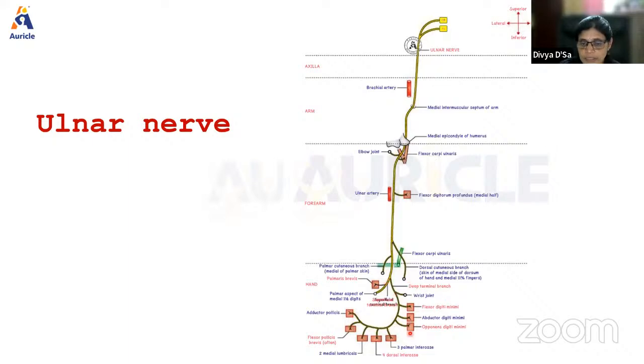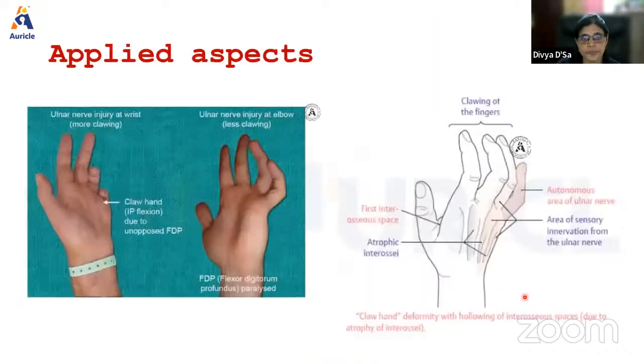So these are the muscles supplied by it. Basically most of the intrinsic muscles are supplied by the ulnar nerve. Intrinsic muscles are very essential, especially for a musician who plays instruments, as these muscles have to move. For that reason, the ulnar nerve is also called the musician's nerve.